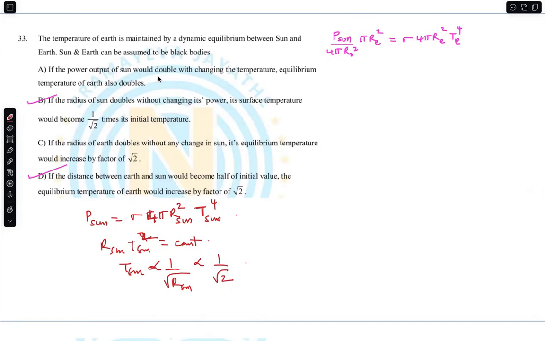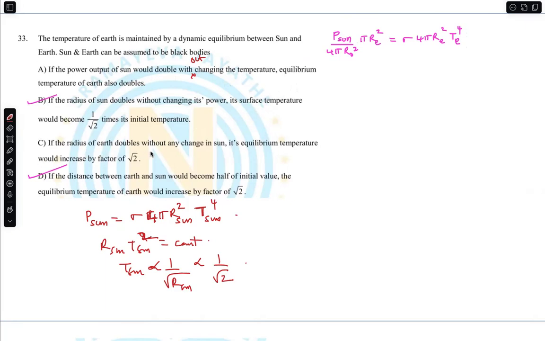If the power output of the sun would double without changing the temperature, the equilibrium temperature of the earth also doubles. Wrong, because P sun is proportional to T earth to the power 4. So therefore, that is different. So wrong. Next part, C.